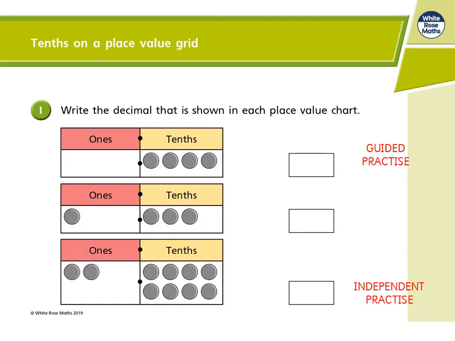So today's learning objective is tenths on a place value grid. So our question is to write the decimal that is shown in each place value chart. So you can see it's represented differently this time. We haven't got 100 square, but we have a place value grid. So we have our ones and our tenths. And our tenths in this place value grid is our lowest value.